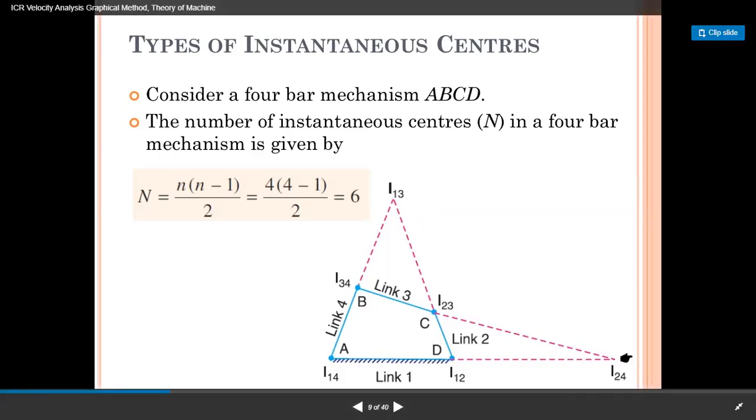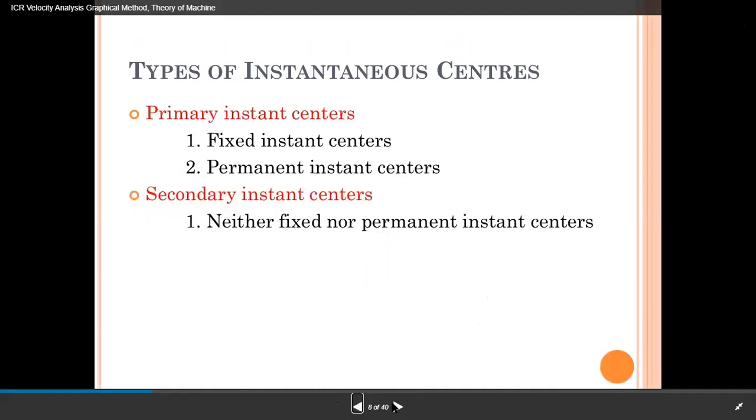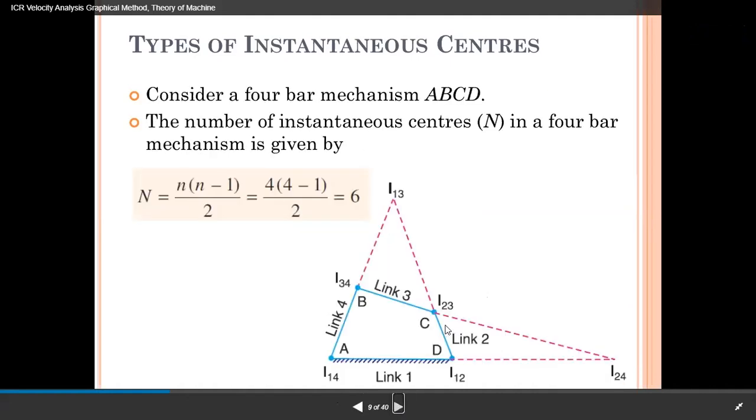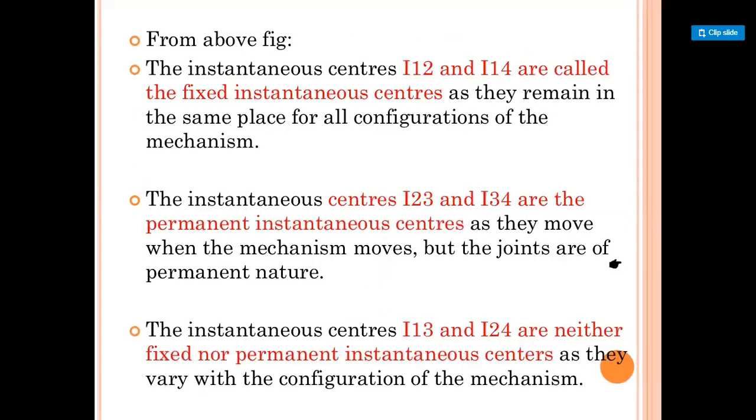These two instantaneous centers, which we can generate outside of the mechanism, are not on the mechanism. So these two instantaneous centers are called neither permanent nor fixed instantaneous centers, and these two instantaneous centers are called the secondary instantaneous centers, right?